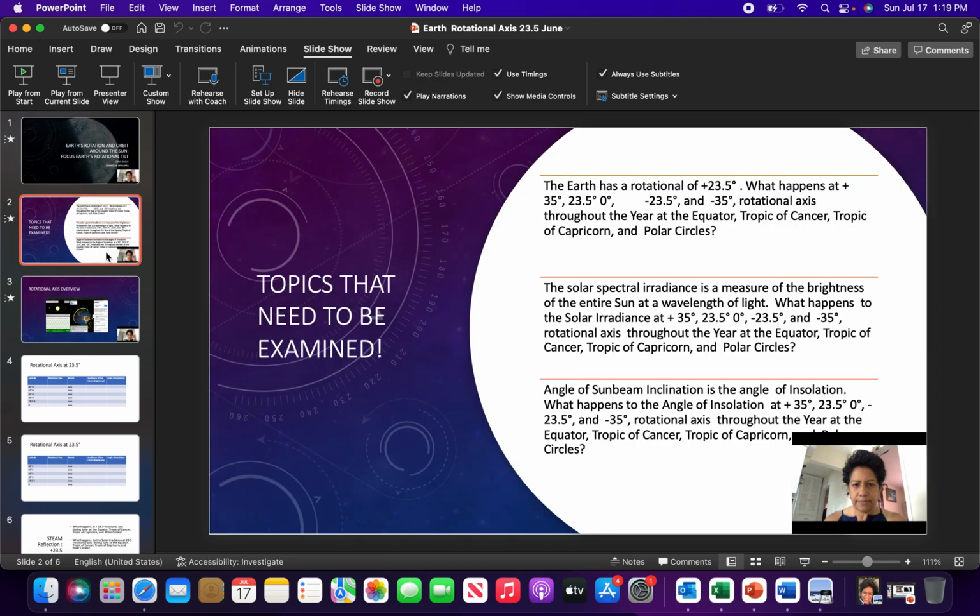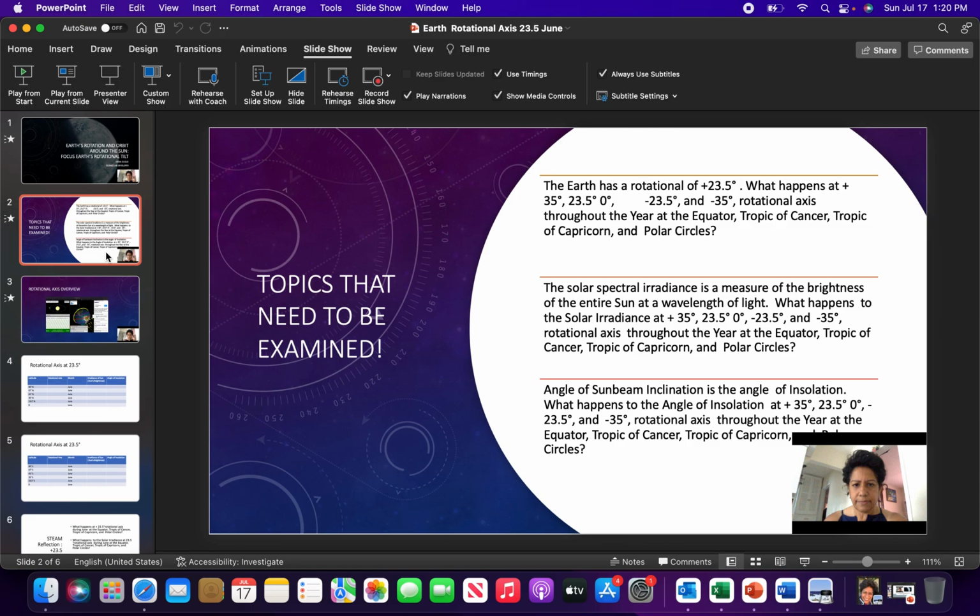In this series of labs, we're going to be looking at Earth's rotation of about 23.5, 35 degrees. These are the angle tilts of the Earth: 0 degrees, negative 23.5 degrees, and 35 degrees. And we're going to be looking specifically throughout the year. That's March, June, September, and December. At the equator, the Tropic of Cancer, the Tropic of Capricorn, and the polar circles.